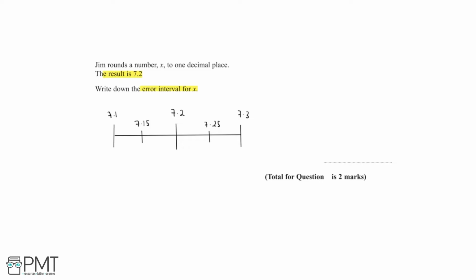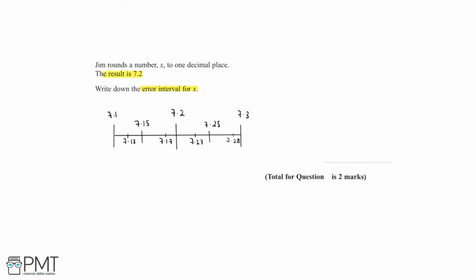So all of the numbers in between here, for example 7.17, when we round that to one decimal place, will round to 7.2. Or maybe when we have 7.23, when we round 7.23 to one decimal place, we'll end up with 7.2. But say, for example, we have 7.13. When we round that to one decimal place, we'll end up with 7.1. Or maybe we have 7.28, and when we round that to one decimal place, we end up with 7.3.